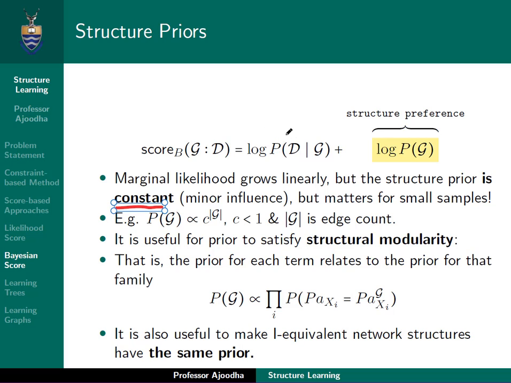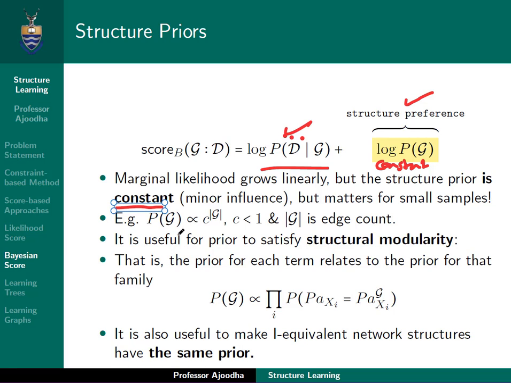So this could have been the BIC score, which grows linearly, but this one here is just a constant. And because it's a constant, it has a very small influence, except when you have very small data sets. When you have very small data sets, then this really helps out. When you have a large amount of data, this becomes negligible and the data term takes over. So that's the beauty of the Bayesian score as well: when you don't have much data, you can still have a decent model.